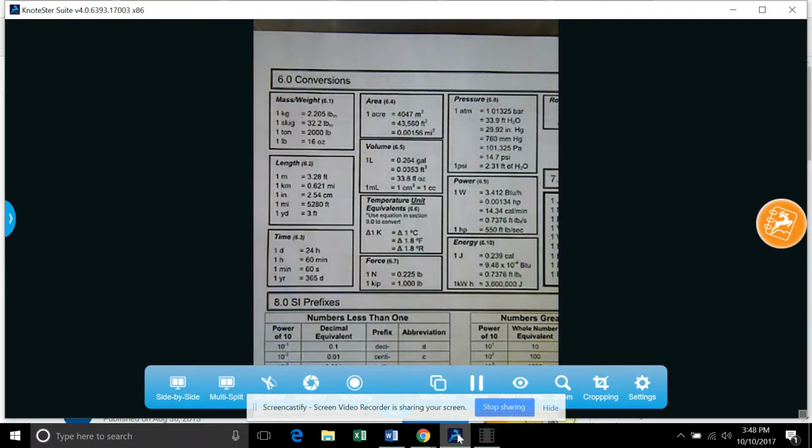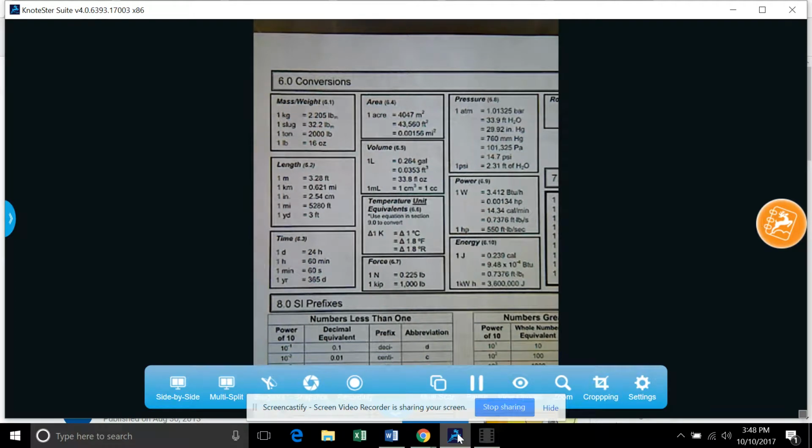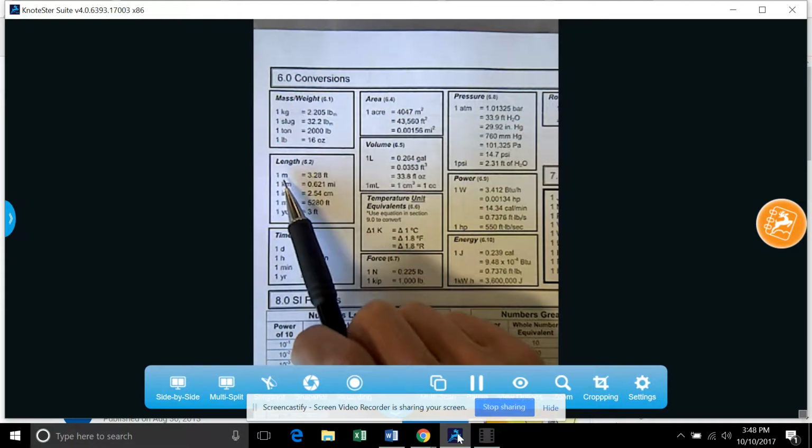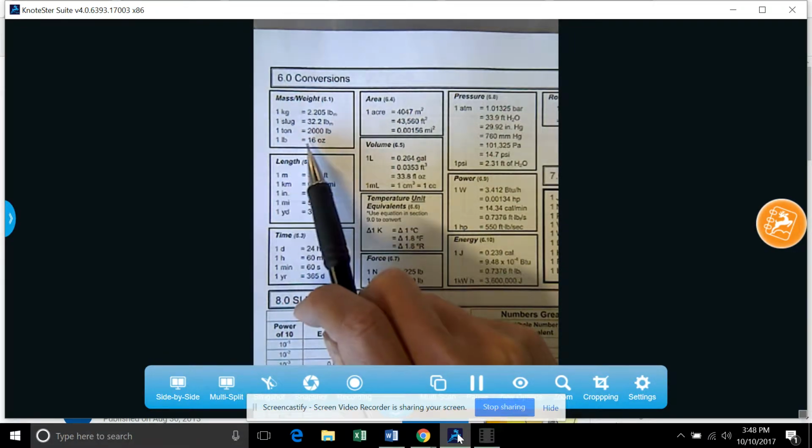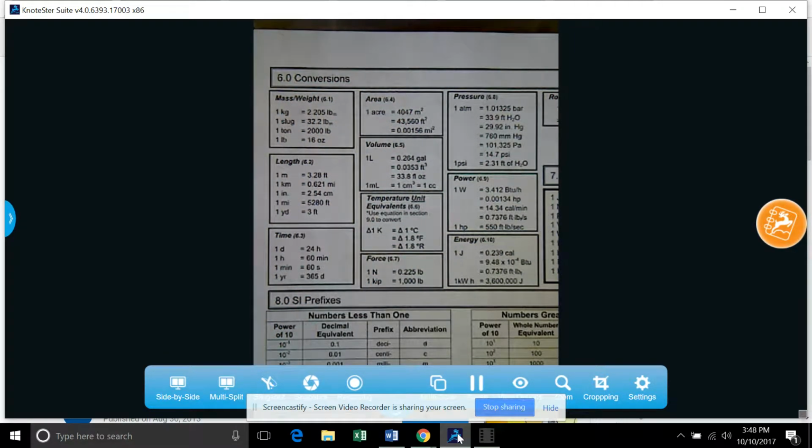When you watch that other video, you're going to learn this is all about relationships, or conversions, from one thing to the next. So this sheet just has a ton of them that we don't have to memorize. You're going to want to keep this in your binder, fold it, put it in your journal or something like that. It's just telling us some things that we don't have to memorize. 1 meter is 3.28 feet. 1 pound is 16 ounces. So real simple things like that.